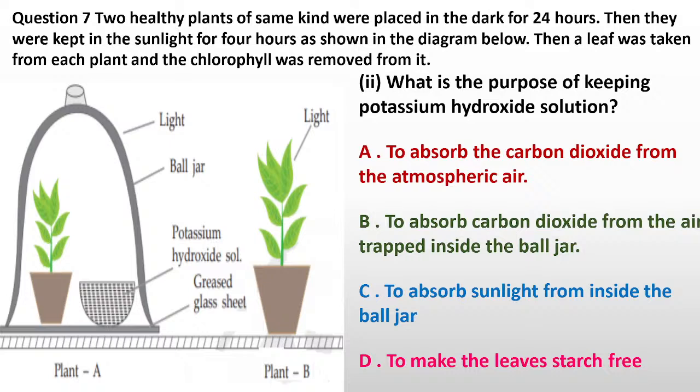So what is the purpose of keeping KOH, that is potassium hydroxide solution, along with that plant A in the bell jar? And the correct answer for this question is B. Potassium hydroxide solution helps in absorbing the carbon dioxide from the air that is trapped in the bell jar. Okay, so remember, potassium hydroxide is used to absorb carbon dioxide.